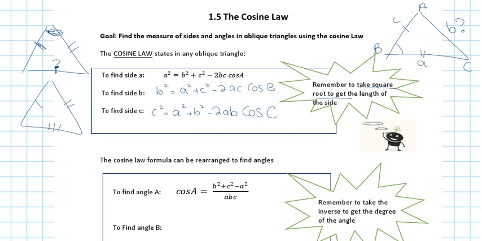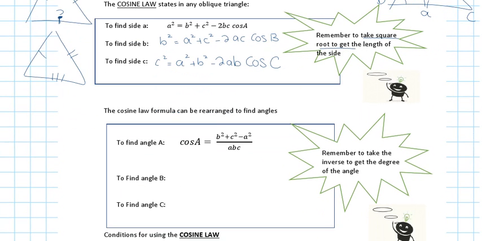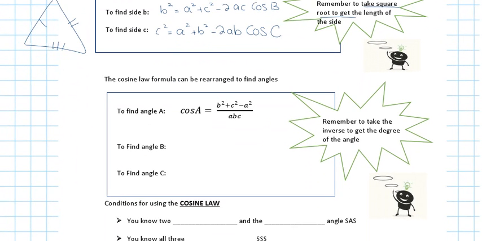Now, cosine law can also be used. There is a mistake in this one, by the way. This should say 2bc. We'll fix that later. In this case, if I know side A, side B, and side C, if I'm given all of these three, I can use all my sides to solve for my angle.